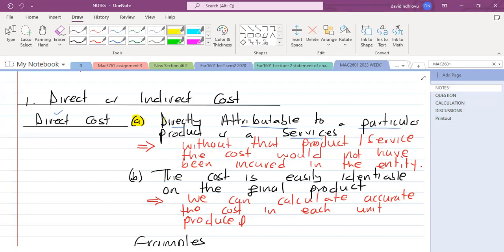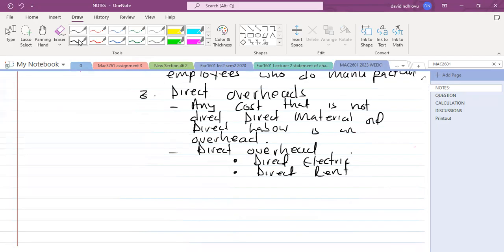Now, when a cost is direct and is attributable to a single product, then it is easy and accurate to calculate the cost per unit or the cost in each product. So how do we calculate cost per unit?